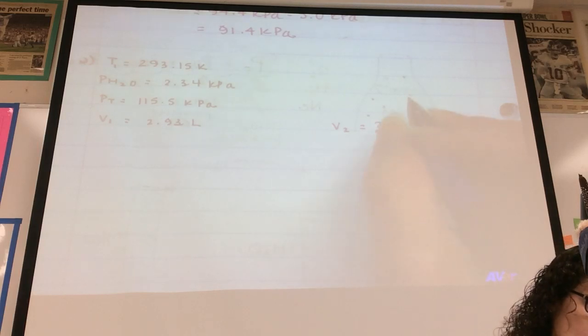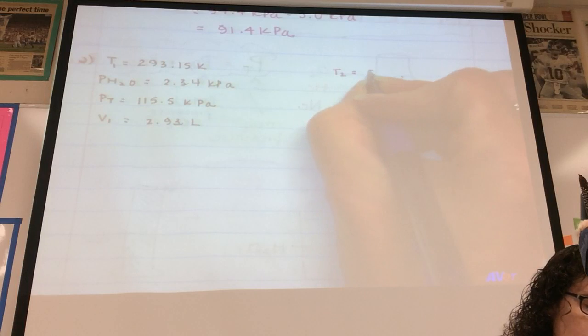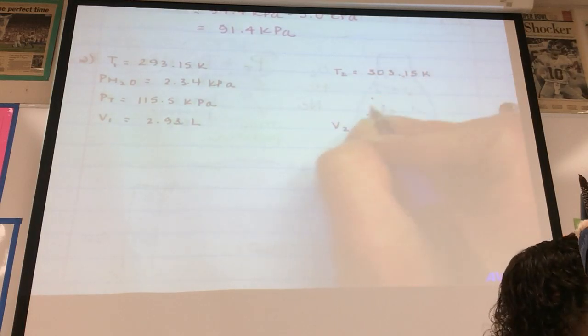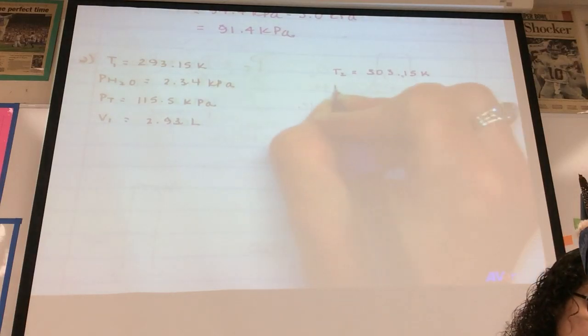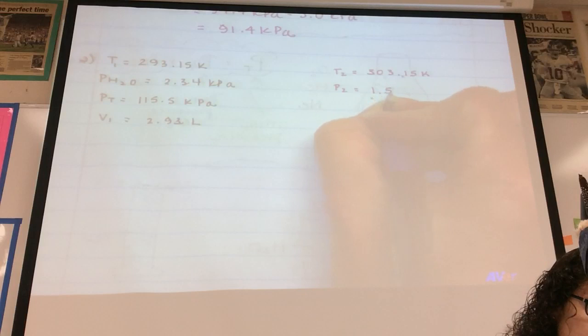The temperature is 303.15 Kelvin, and P2 is 1.59 atm.